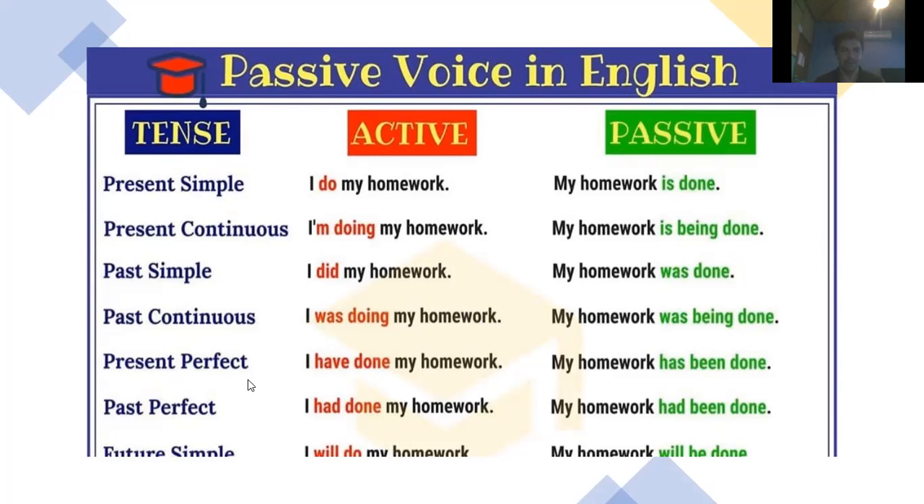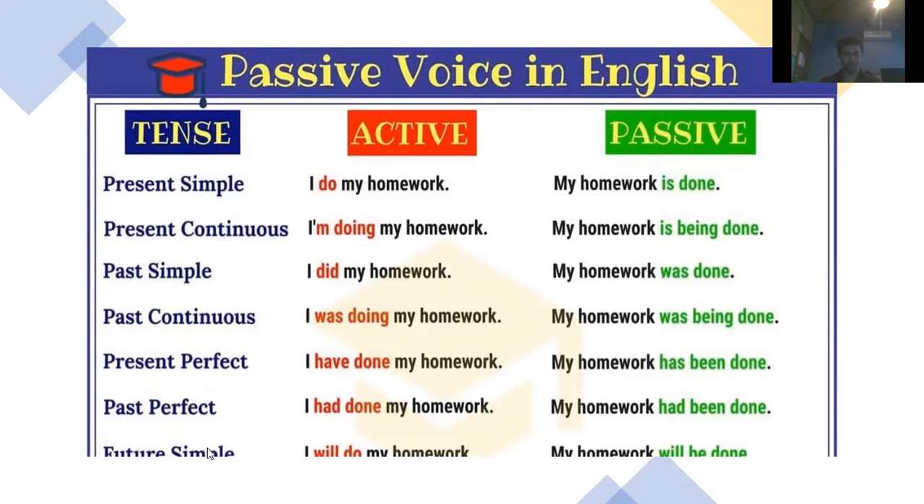Present perfect, active voice: I have done my homework. Passive voice: my homework has been done. Past perfect, active voice: I had done my homework. Now for passive voice: my homework had been done.